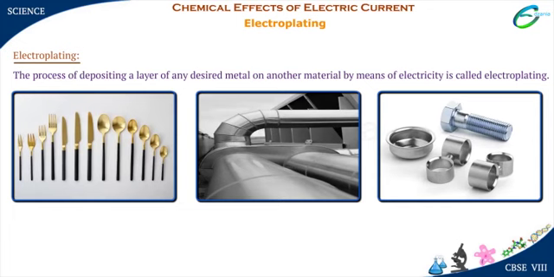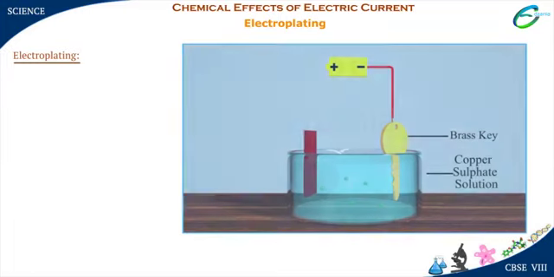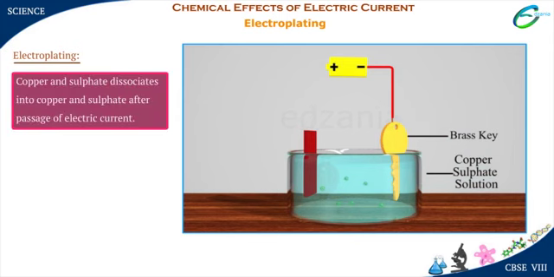Electroplating makes the surface of various objects clean, smooth, and shiny. Let's see the process of electroplating in detail. Consider the copper sulfate solution which undergoes electrolysis. When electric current is passed through the copper sulfate solution, copper sulfate dissociates into copper and sulfate.